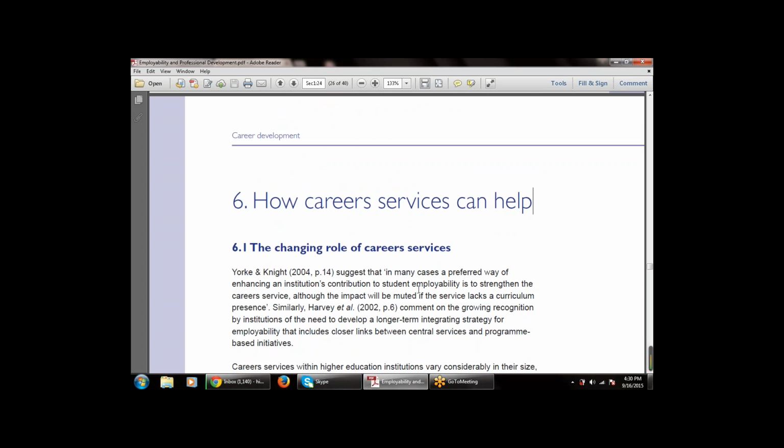Whatever the content used, it is the changing role of the career services, which plays an important role in employability and strengthens the career services. The impact will be muted if the service lacks a curriculum presence. So if there is a lack of curriculum presence, there will also be a lack of career resources.